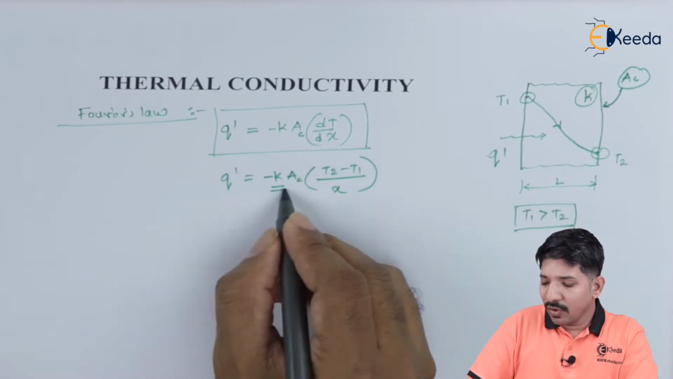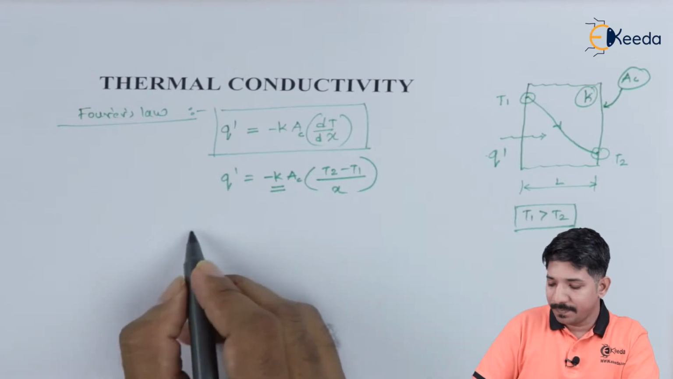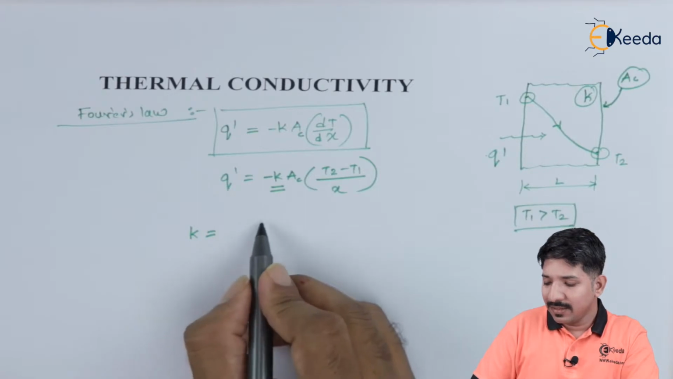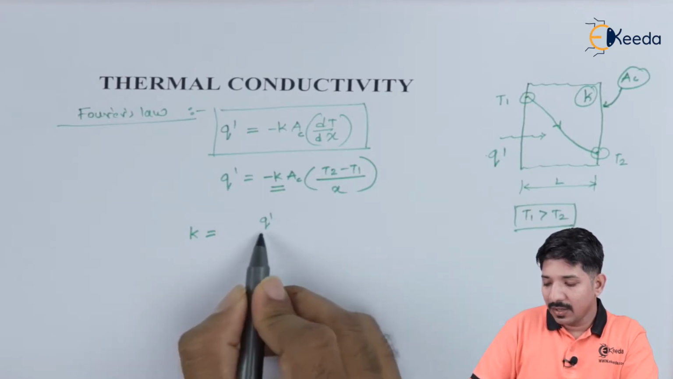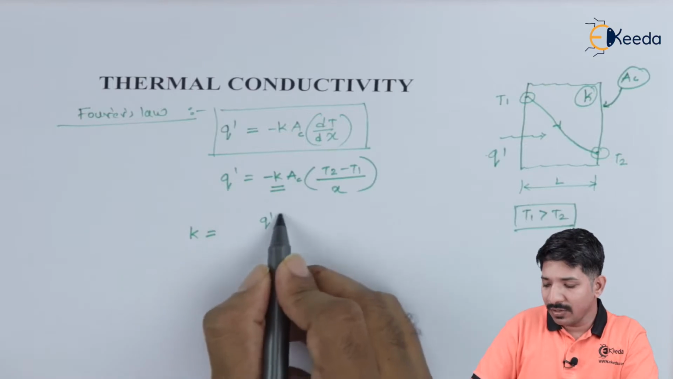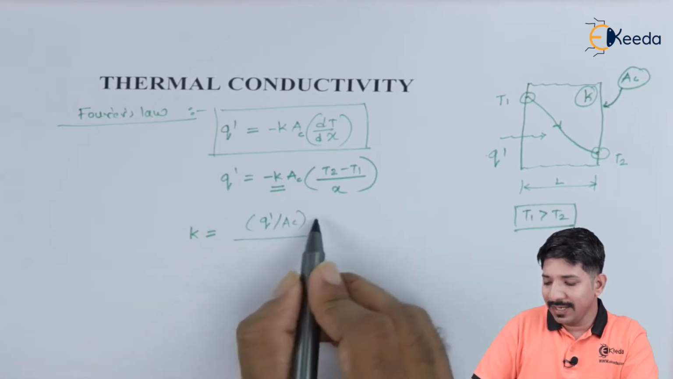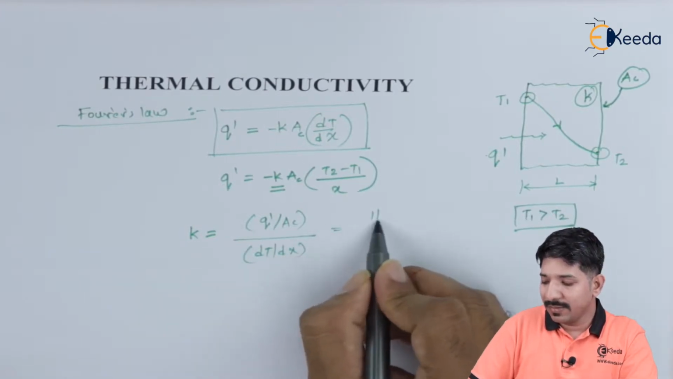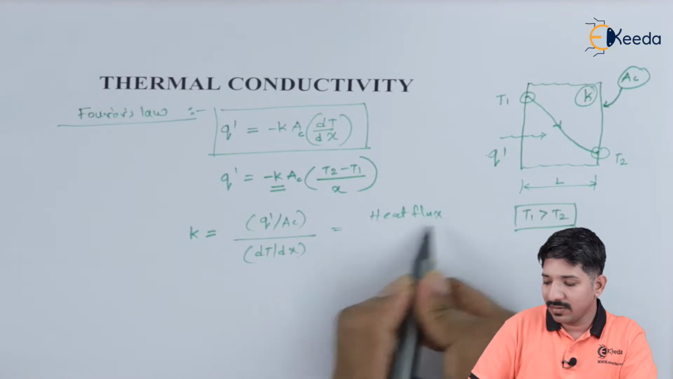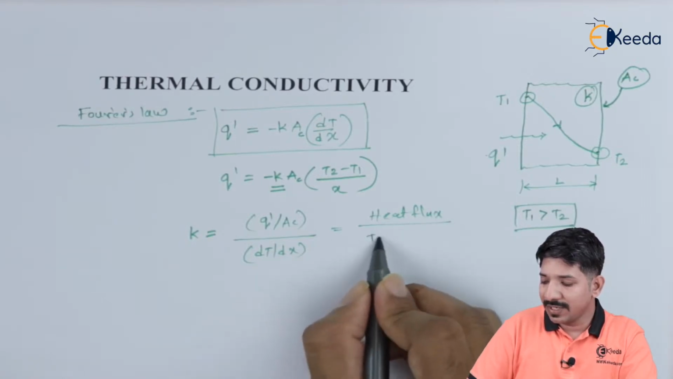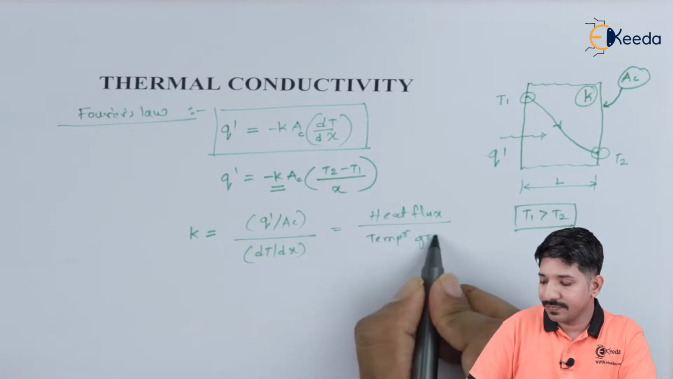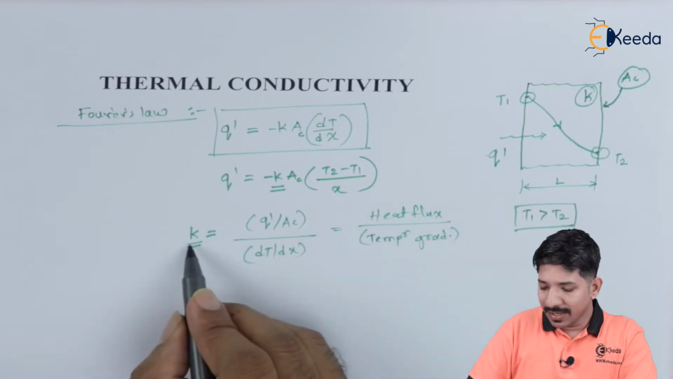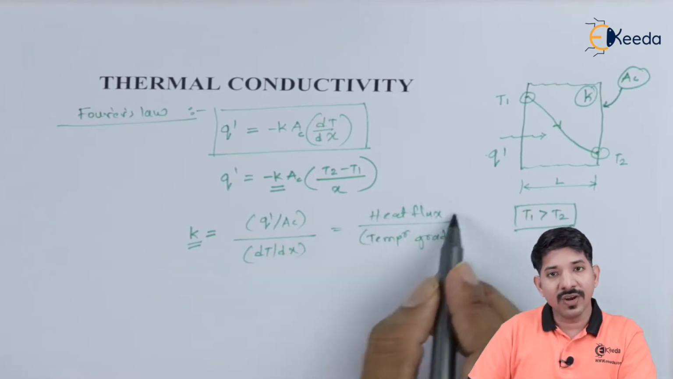Now in this case we are going to talk about the thermal conductivity, that is K. In this case the thermal conductivity can be defined as Q dash upon A C, which is the heat flux, per unit dT by dx. So this is my heat flux and this is the temperature gradient. So thermal conductivity of a solid can be defined as the heat flux per unit temperature gradient.